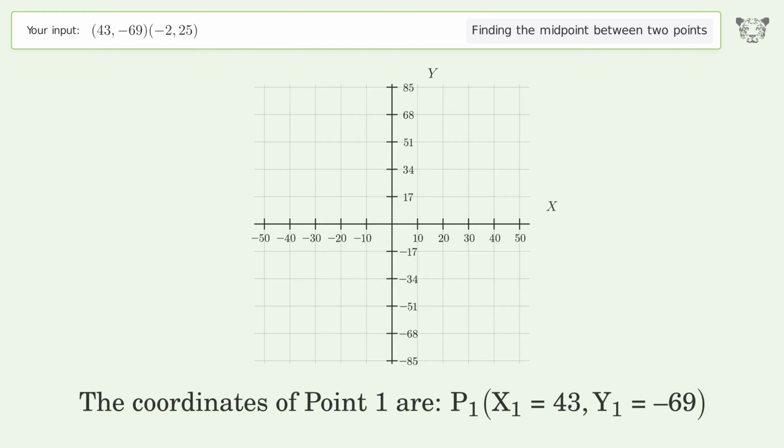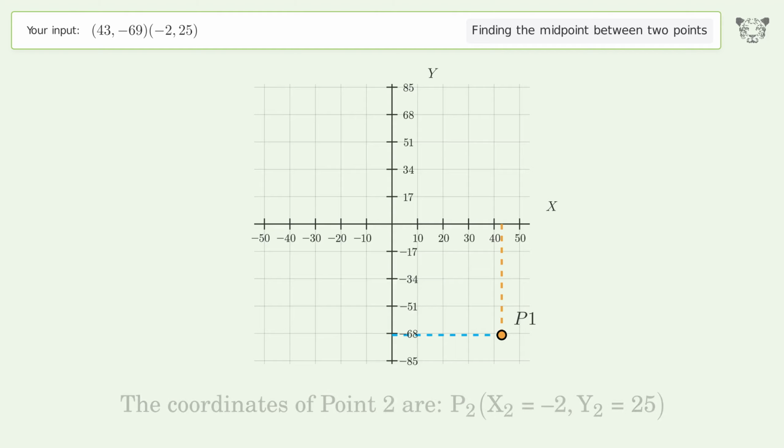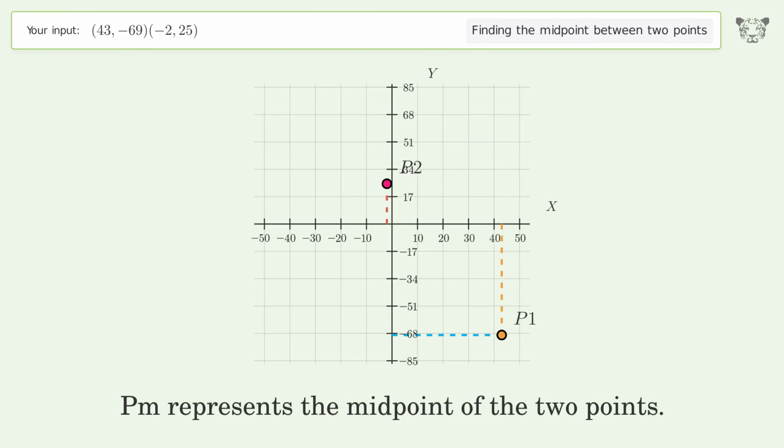The coordinates of point 1 are, x1 equals 43, y1 equals negative 69. The coordinates of point 2 are, x2 equals negative 2, y2 equals 25. PM represents the midpoint of the 2 points.